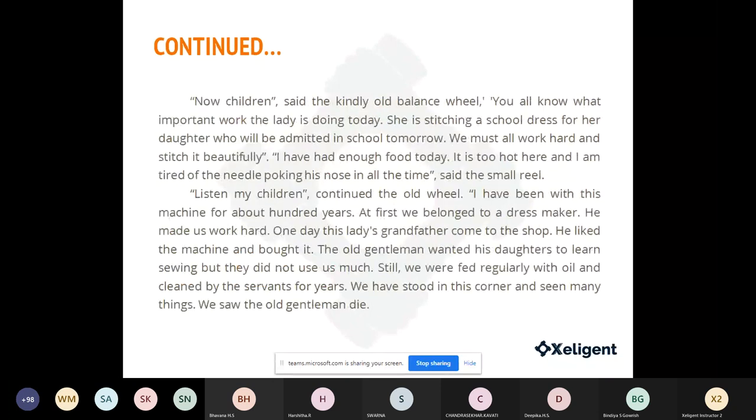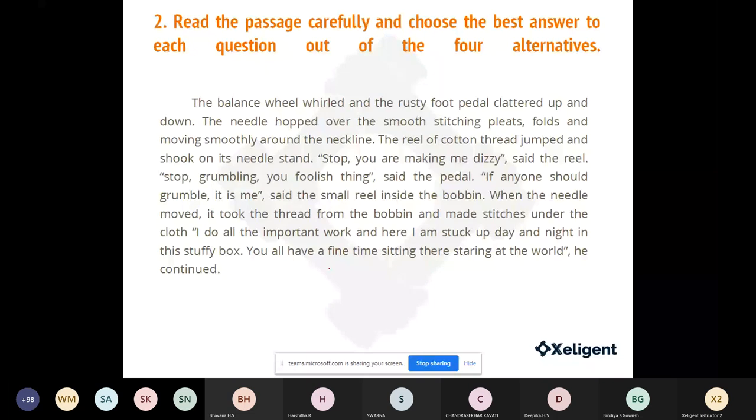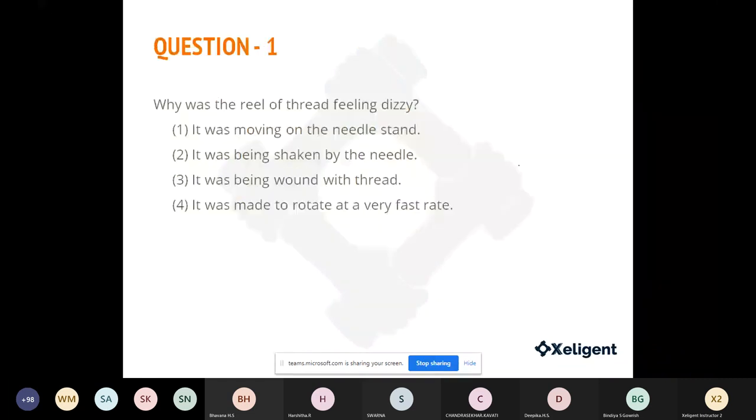So it is in this first paragraph. "Stop, you're making me dizzy," said that cotton reel. Dizzy means it's like feeling as if everything is rotating, everything is spinning. Now what is the question? Why was the reel of thread feeling dizzy? Because it was made to rotate at a very fast rate. That's the answer. If one feels dizzy, then for oneself, it's rotating, spinning, being confused or unbalanced. So the correct answer is that the reel was made to rotate at a very fast rate. That's why it's feeling dizzy.